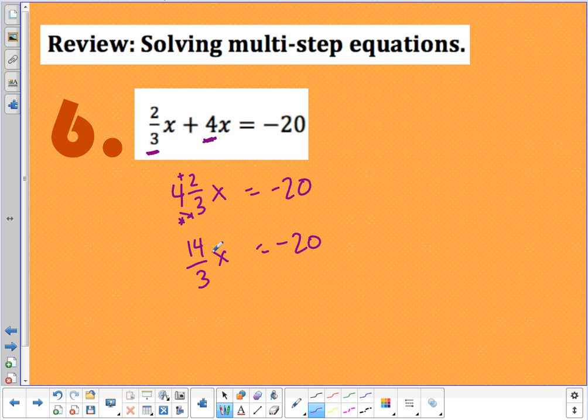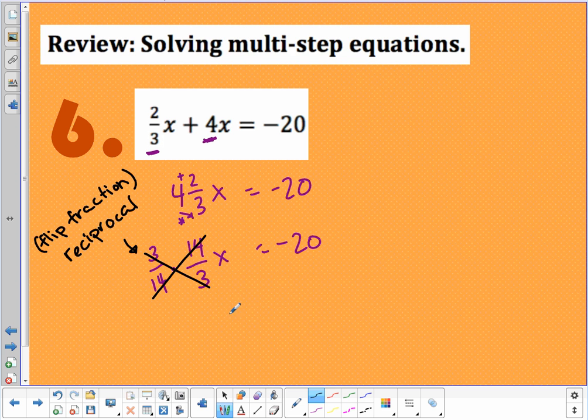Then to get rid of this, I have no constants, so I don't need to worry about the constants, but I do need to get rid of the 14 over 3. So I'm going to multiply by 3 over 14. That's called the reciprocal, in case you forgot that term. Reciprocal. Okay, that's when you flip the fraction. So flipping the fraction gives me the reciprocal, and when I multiply by the reciprocal, I have 3 times 14 on the top, 14 times 3 on the bottom, and they cancel each other, which gives me just x.